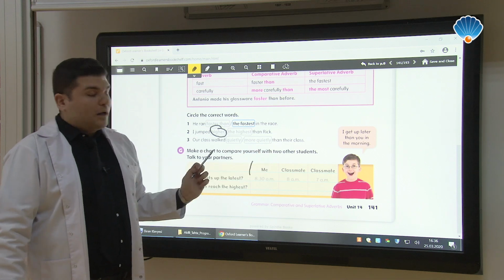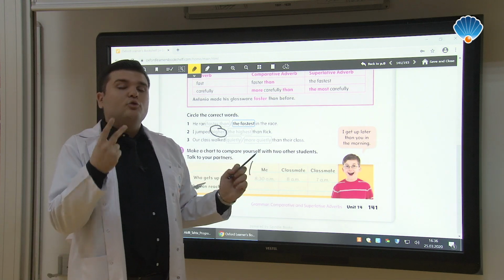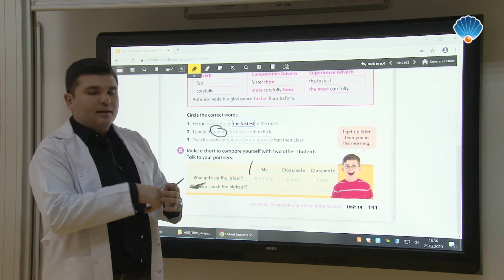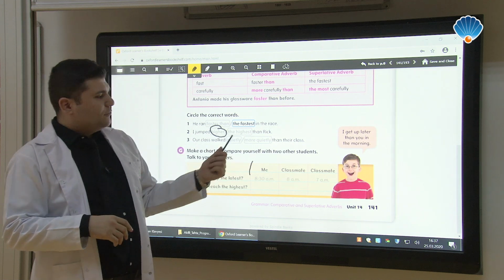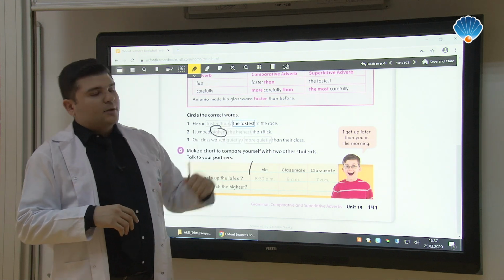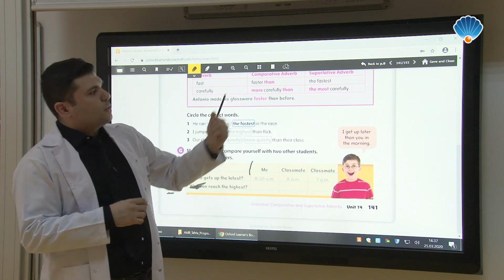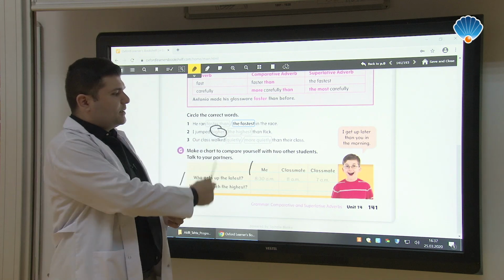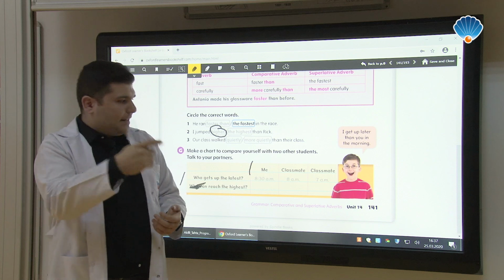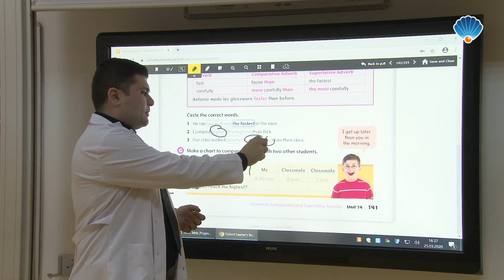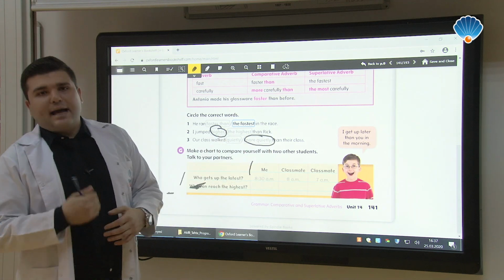We have again 2 classes, 2 things. I am just comparing 2 things. That's why I do not have to use the superlative. I have to use the comparative form. So I have to use more quietly than their class. So this is the answer.